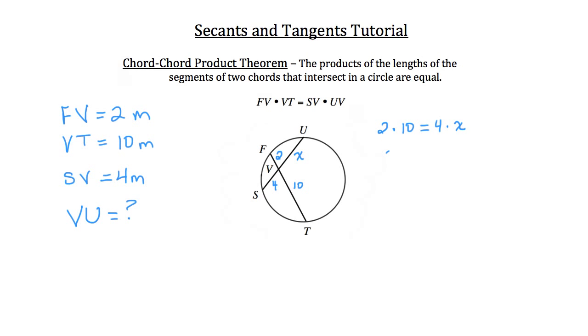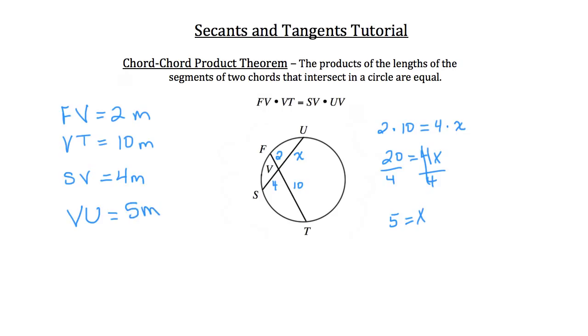So 2 times 10 is 20, and 4 times x is 4x. We're solving for x in this case, so I'm going to divide by 4 on both sides of the equation. And we get 5 is equal to x. So in this case, VU has a length of 5 meters.